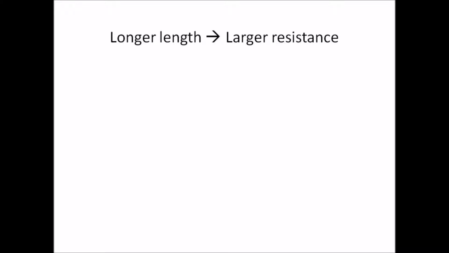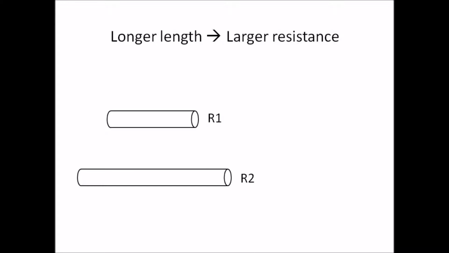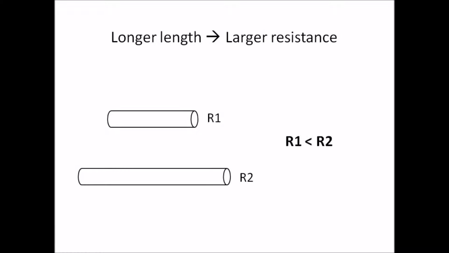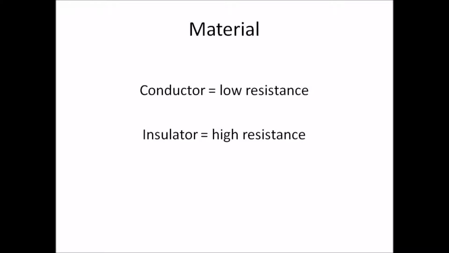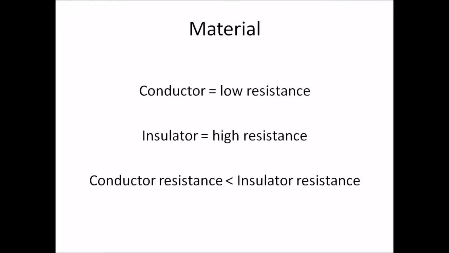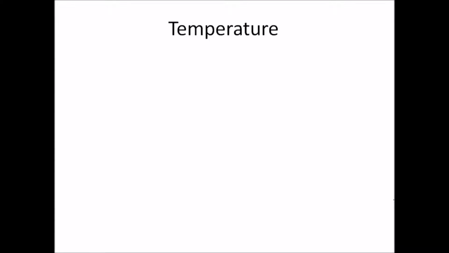Next, it is important to note that an increase in length causes an increase in resistance. Here we have two wires, the second longer than the first. This means the resistance of the first is smaller than the resistance of the second. The material from which the component is made will also influence its resistance. If it is made from a conductor, it will have a lower resistance than if it were to be made from an insulator. Finally, we can consider the effect of temperature.